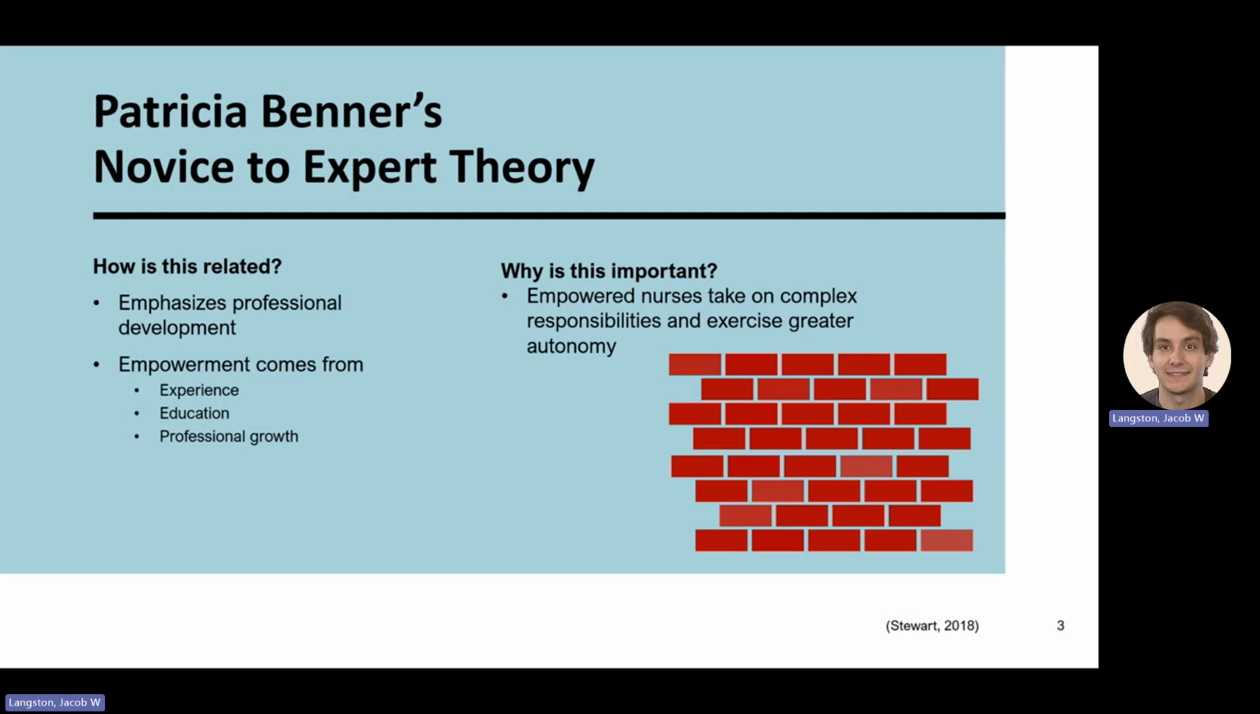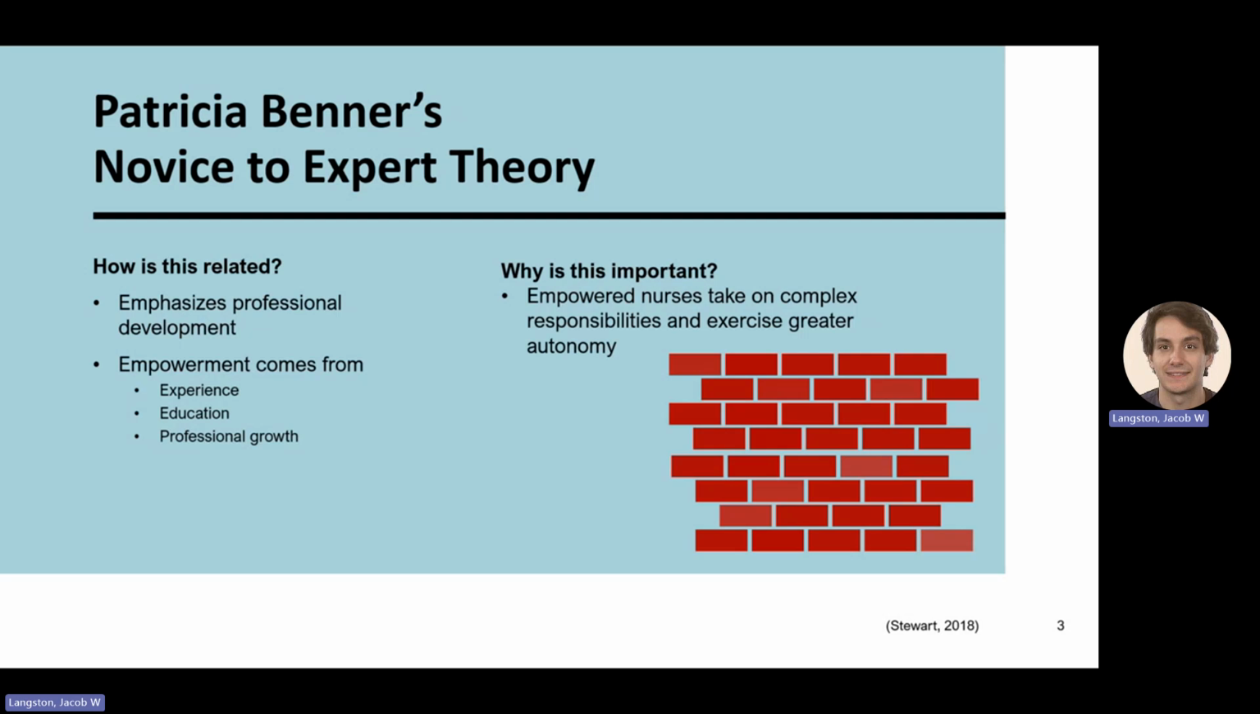Patricia Benner's novice to expert theory examines the building blocks of professional growth in nursing, which directly contribute to nurse empowerment. As nurses progress through Benner's 5 stages, novice, advanced beginner, competent, proficient, and expert, they not only gain clinical skills, but also the confidence and autonomy in their practice. This evolution empowers nurses to make complex decisions, advocate effectively for their patients, and contribute meaningfully to interdisciplinary teams.